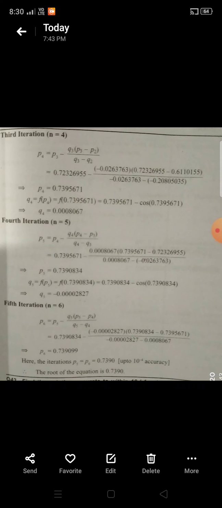Now we will find out Q5. Q5 is equal to f of P5 is equal to f of 0.7390834 is equal to 0.7390834 minus cos of 0.7390834. Therefore, Q5 is equal to minus 0.00002827.